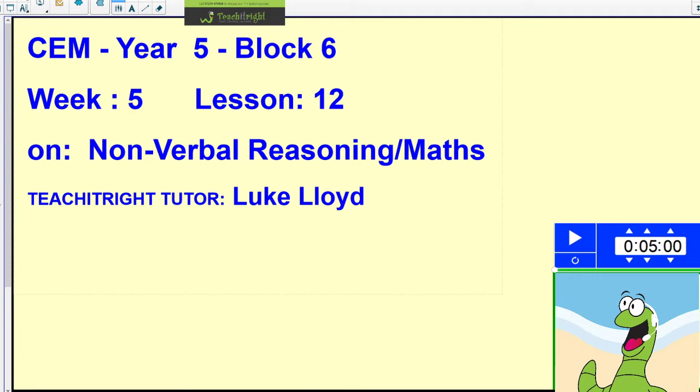I can't believe we're in week 5 already. Just as a reminder to everyone listening, normally in a week 5 block, when we only had 6 weeks to play with, we'd be doing assessments. However, because this Teach It Right block is the last block and it's an extended block going on for 8 weeks, we won't be doing any assessments until the later weeks. So this is going to be a continuation of the normal lessons.